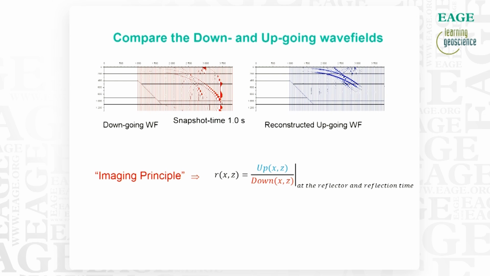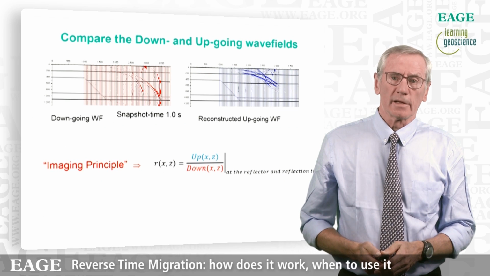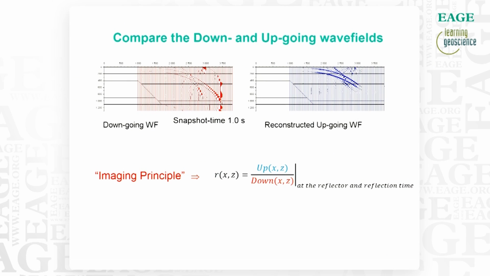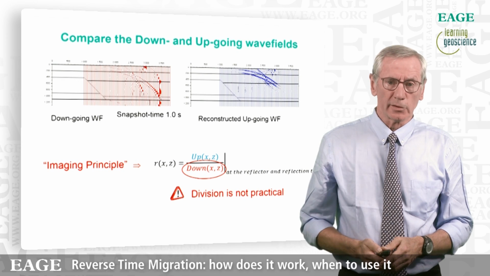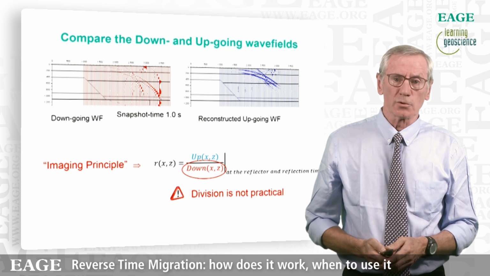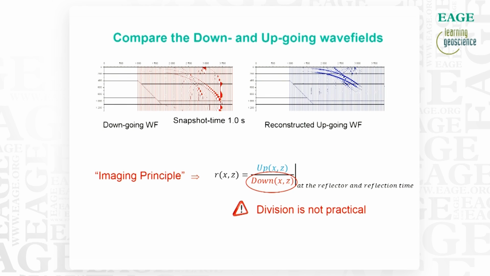Next, we have to compare the blue and the red and check if there is a contribution to the image of reflection coefficient at that time. We saw earlier that we could theoretically achieve that by dividing the up blue by the down red. Obviously, this deconvolution, as we may call it, is not practical, as the down may vanish. So researchers came with more stable solutions, generally called imaging conditions.